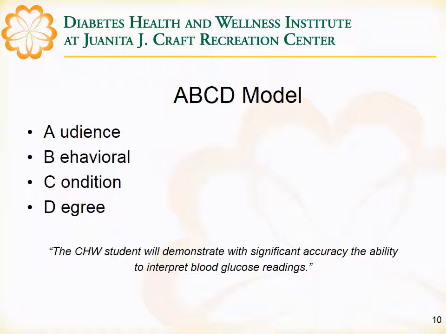So let's take a look at another model for developing learning objectives. We have the ABCD model. This model includes 4 distinct components. We have audience, behavior, condition, and degree. As a reminder, objectives must be both observable and measurable to be effective. We've talked about the use of words like understand and learn in writing objectives. These are generally not acceptable as they are difficult to measure.